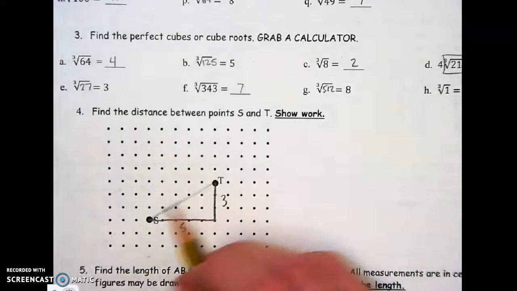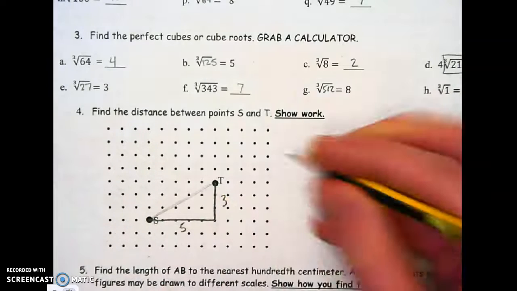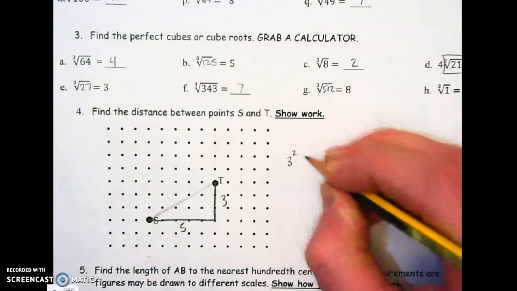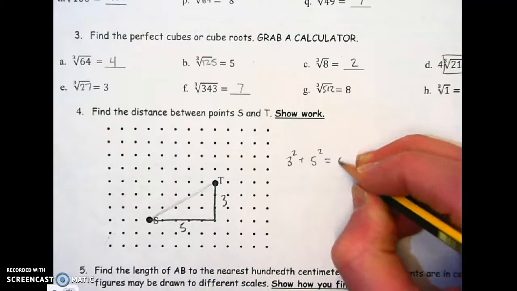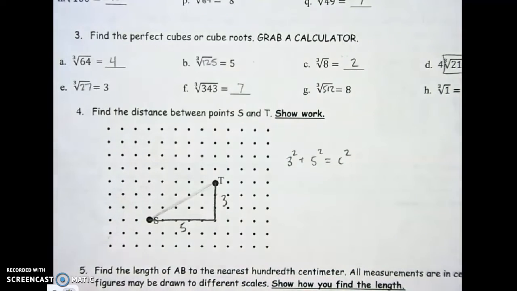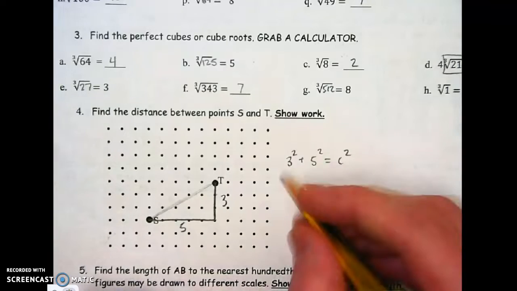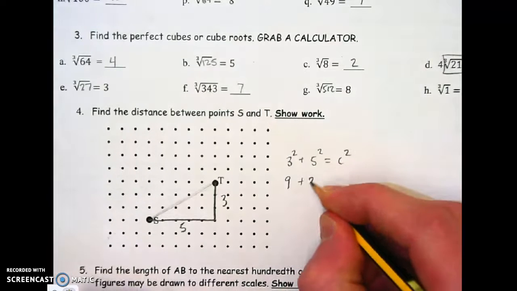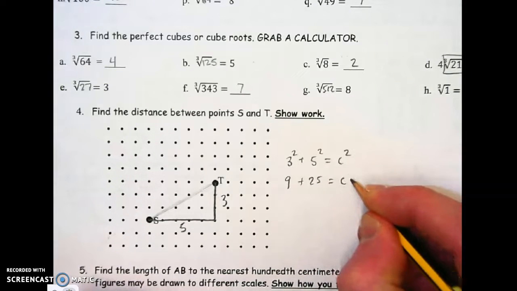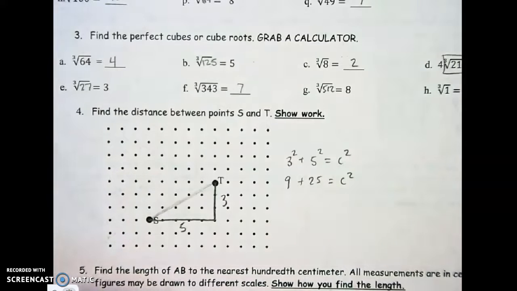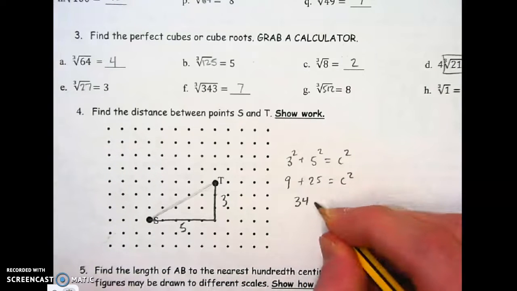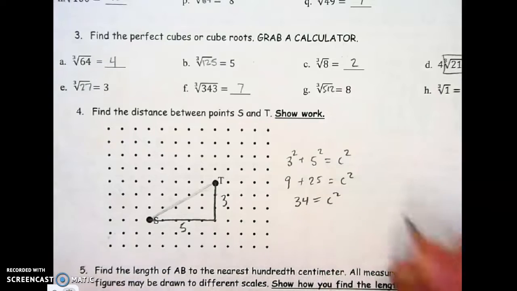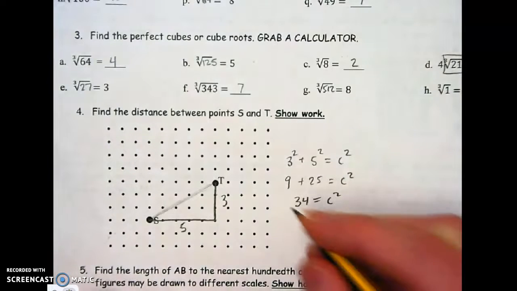So to find this hypotenuse, this diagonal, I'm going to do 3 squared plus 5 squared equals c squared. So that would be 9 plus 25 is c squared. So let's put those together. That'd be 34 equals c squared.